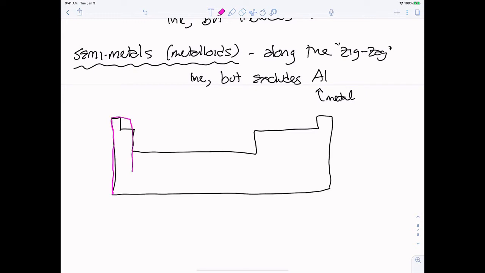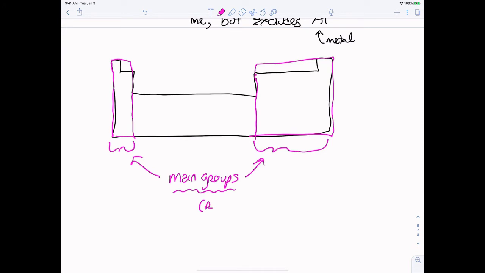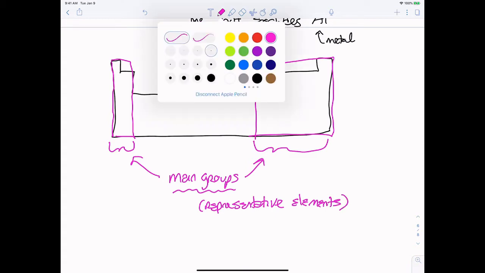And these guys are my main groups. Sometimes they're called representative elements. The only time I ever use that term for them is when I'm teaching sections of the periodic table and I say sometimes they're called representative elements. I'm always going to call them main groups otherwise. So representative elements. Let's define group real quick.